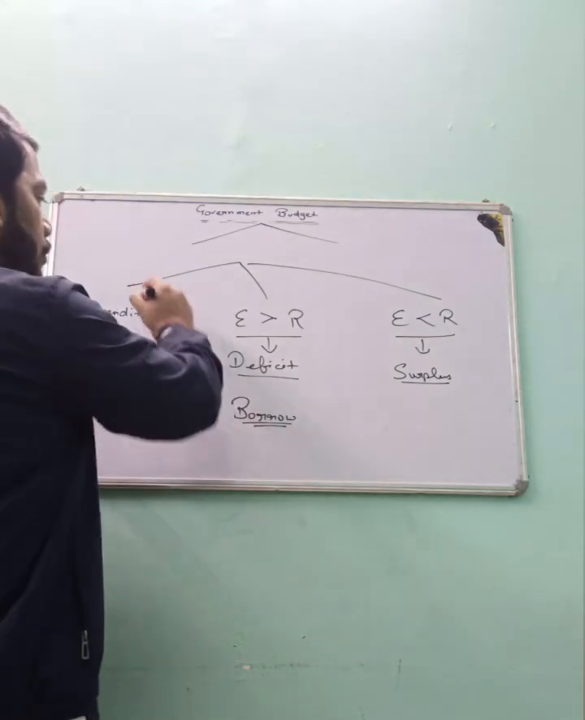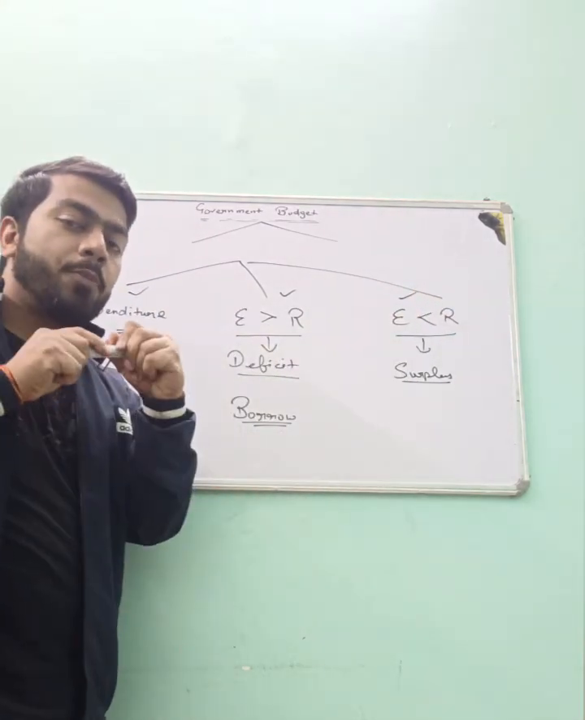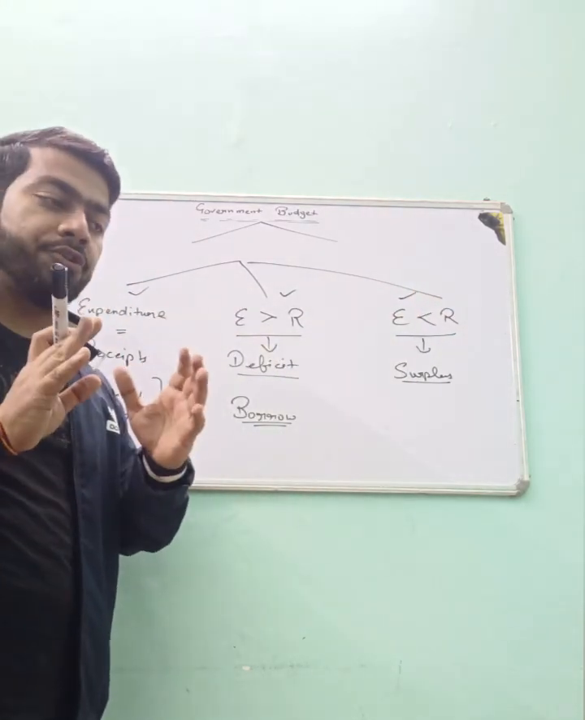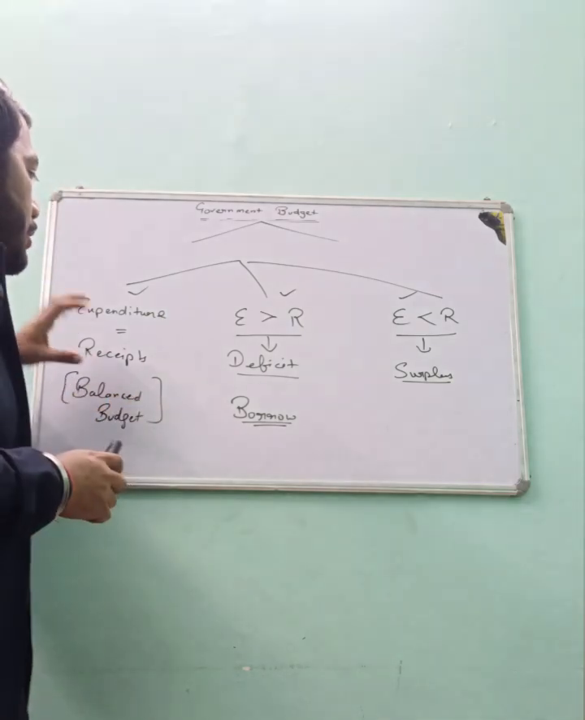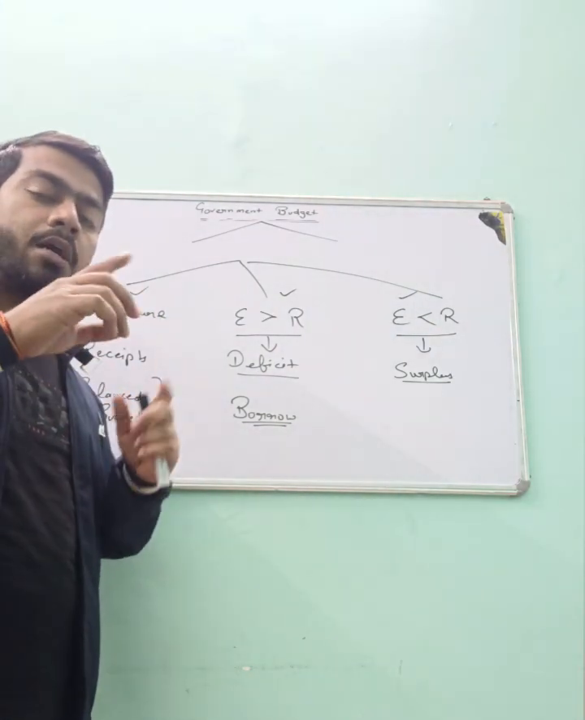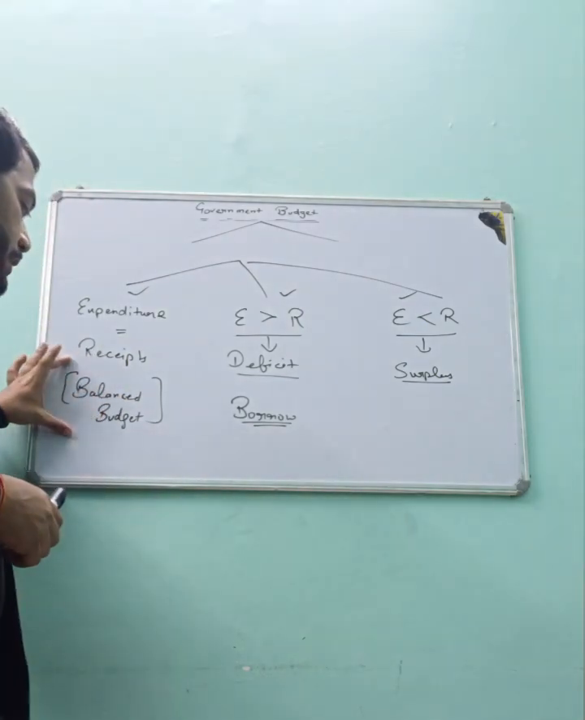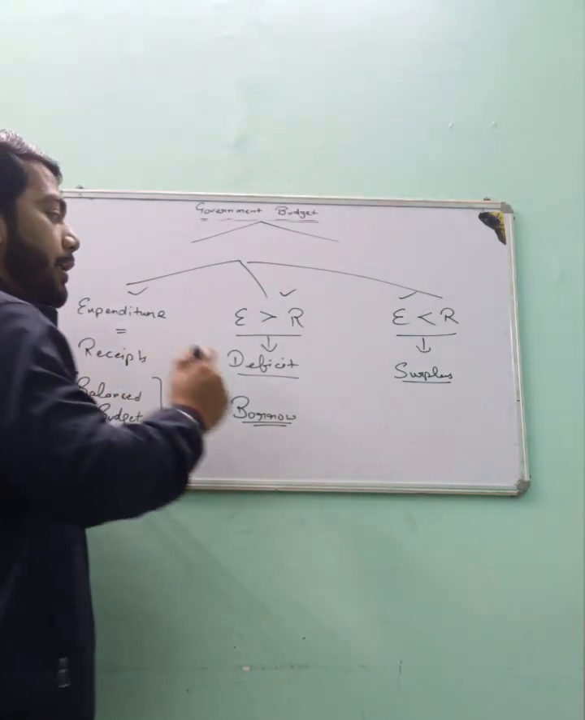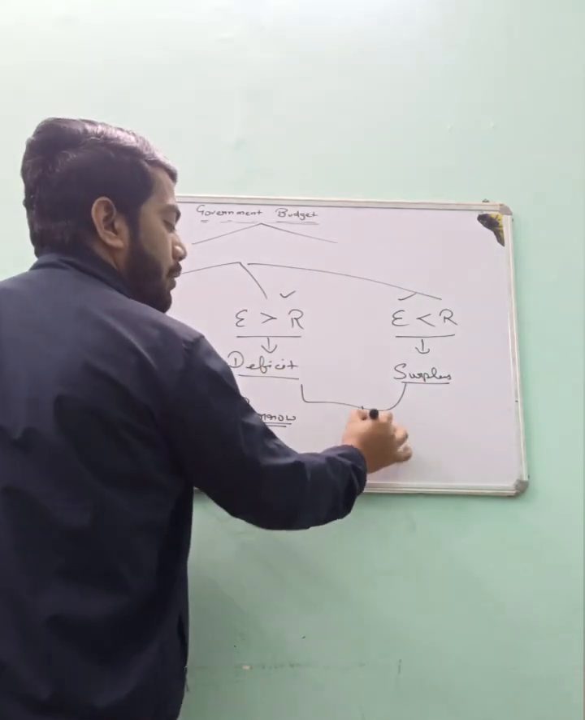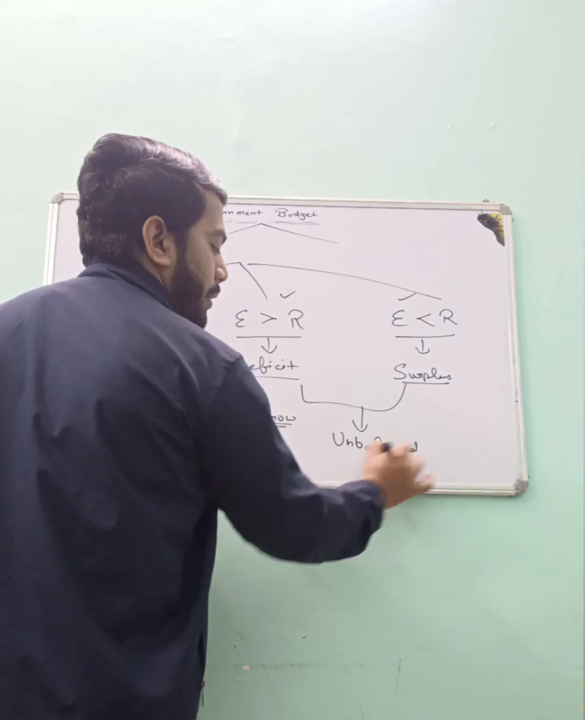So, out of these three options, what would a country choose? A country would choose to be in the situation where their expenditures are equal to their receipts. This is called a balanced budget, and these two are part of an unbalanced budget.